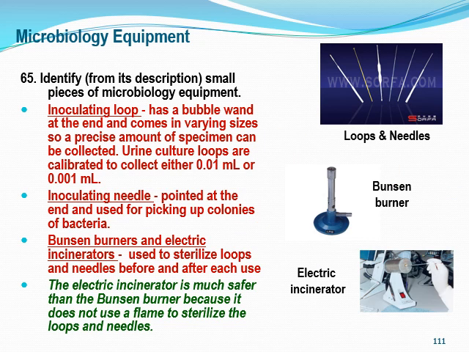Also, we talked earlier about the picture on page 223 at the top of your textbook, and we talked about inoculation loops, right? They have that little bubble wand at the end, and it comes in varying sizes so that a precise amount of specimen can be collected. Urine culture loops are calibrated to collect either 0.01 mL or 0.001 mL. You take that loop and it's sterile, and the ones that you can reuse, right?